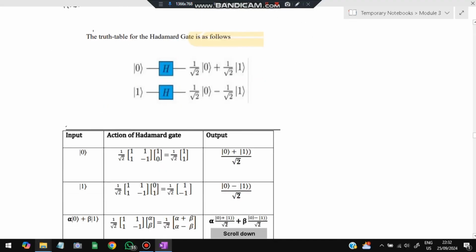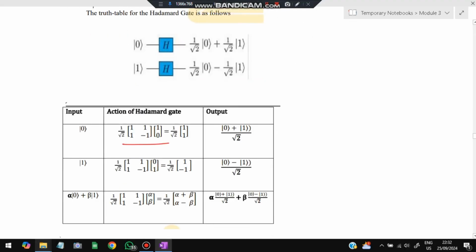Okay, so for 0 it is this one here, and the condensed form is this one, and for 1 it is this one, and the condensed form is this. And for alpha 0 plus beta 1, we'll be multiplying the Hadamard matrix with alpha and beta, so we'll be obtaining this equation, alpha plus beta and alpha minus beta. Separating them, we'll be obtaining these two terms, for alpha with 0 plus 1 by root 2, beta with 0 minus 1 by root 2.